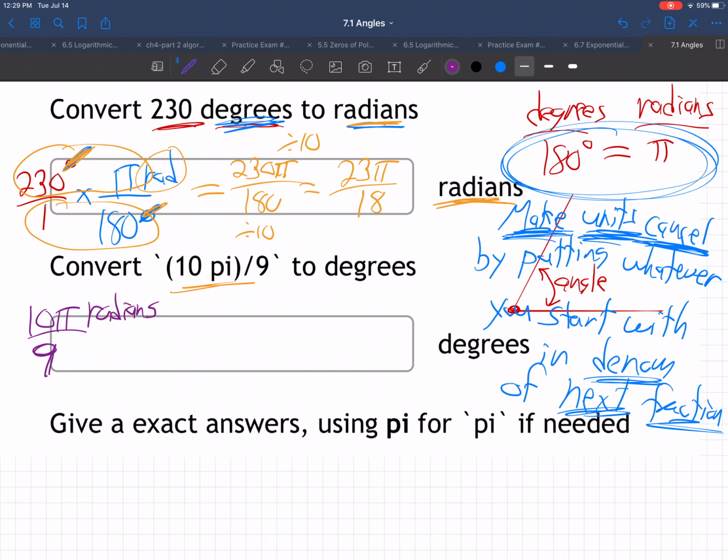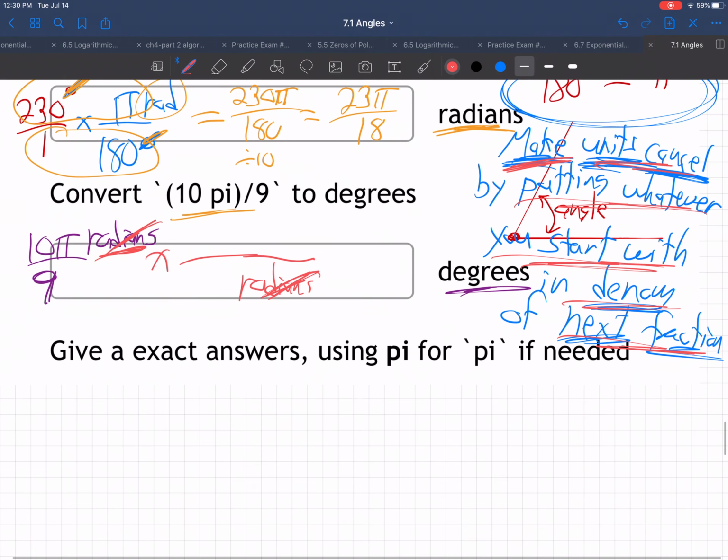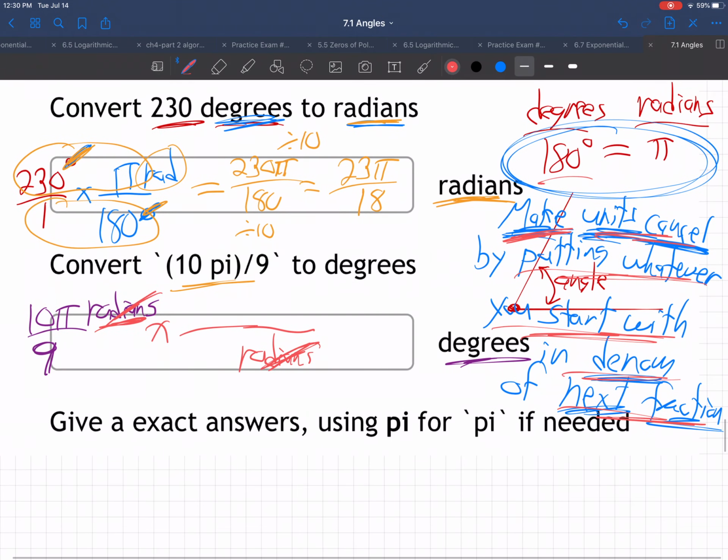So that's 10 pi over 9 radians, and they want me to change it to degrees. Well, how am I going to do it? Here's the rule. Remember the rule over here. Make the units cancel. So you start by putting whatever you start with in the denominator of the next fraction. What did I start with? Radians. So put radians down here in the denominator of the next fraction, so that radians will go bye-bye. I want to get out of radians. What's the connection? It's always these two. Pi radians is 180 degrees. See how I know? It's upside down of what we did here. It's the other way. It's different. Do you see that?